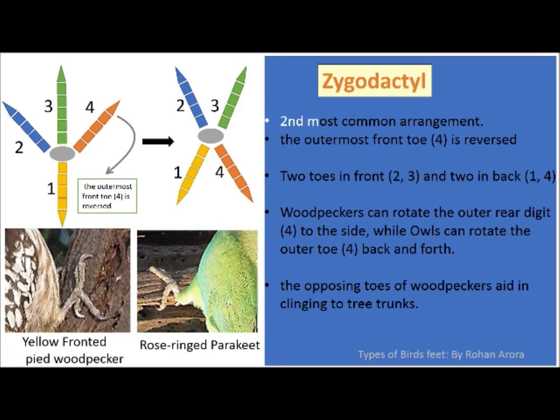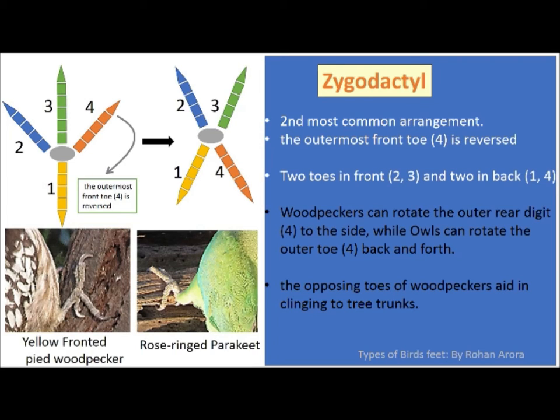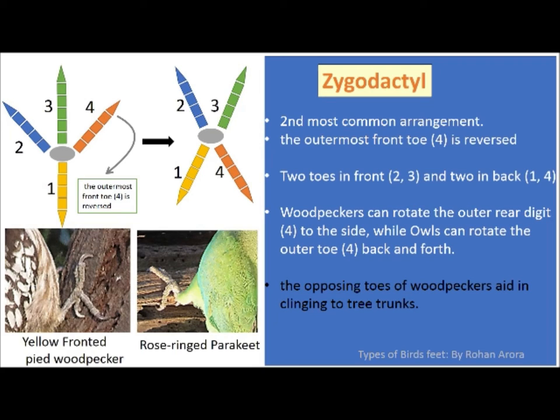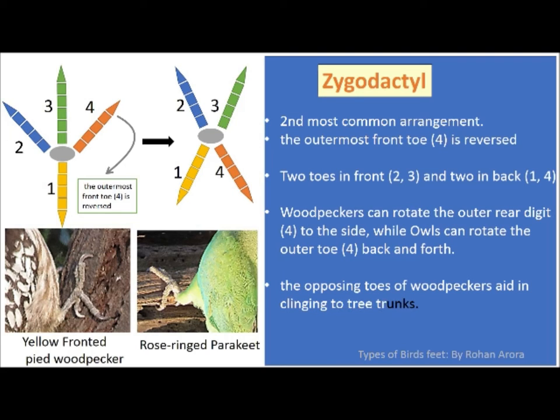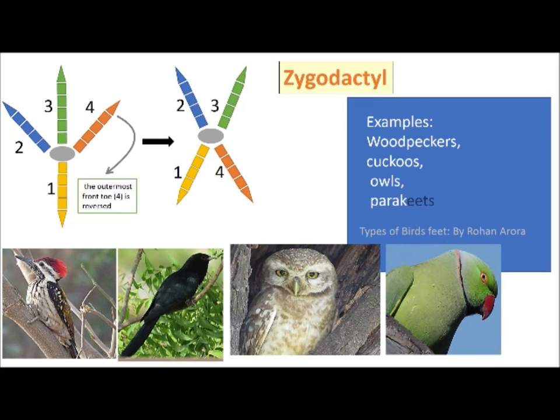Zygodactyl. This is the second most common arrangement. The outermost fourth digit is reversed. 2 toes in the front, marked as 2 and 3, and 2 at the back, marked as 1 and 4. Woodpeckers can rotate the fourth digit to the side, while owls can rotate the fourth digit back and forth. The opposing toes of woodpeckers aid in clinging to tree trunks. Examples of zygodactyl arrangement are woodpeckers, cuckoos, owls, and parakeets.